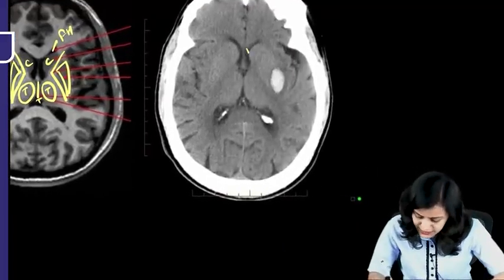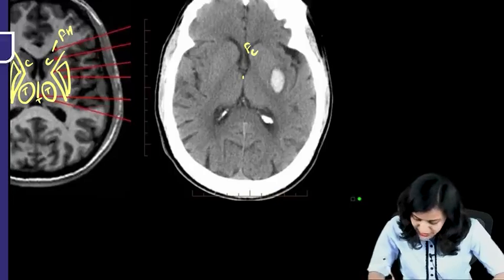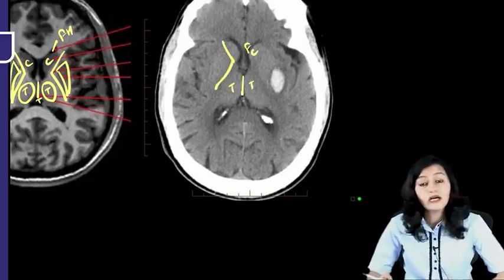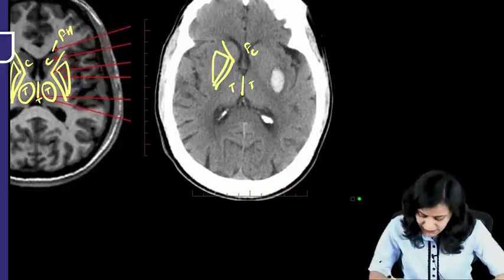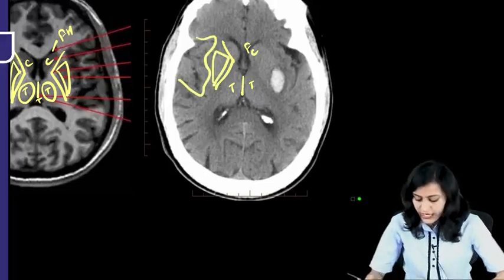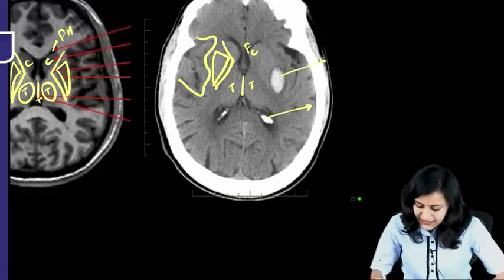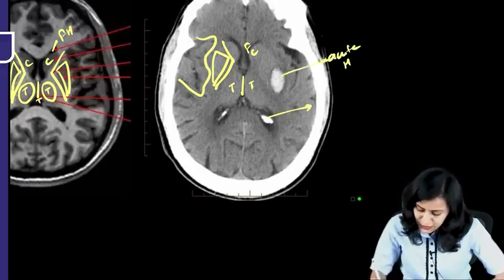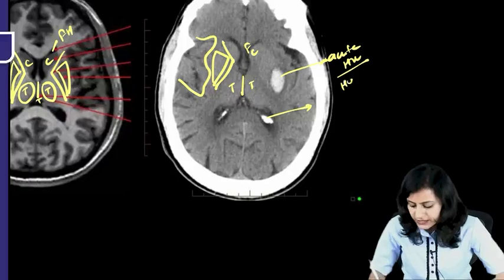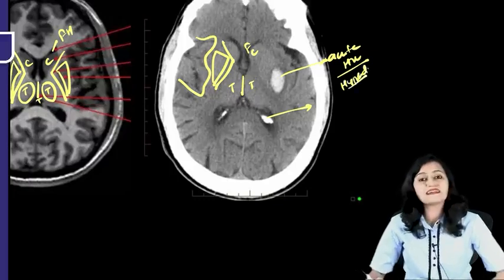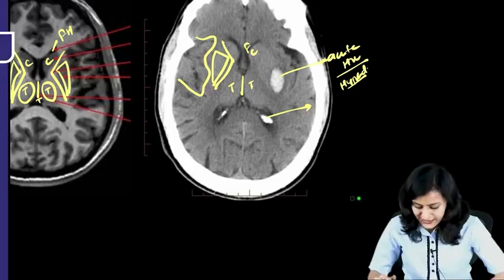Now look at the CT scan here. What are we seeing here? This is again the frontal horn, the caudate here, the third ventricle, the thalamus. This is where we will have the internal capsule, and then we will have the lentiform and the insular cortex. This is the choroid plexus calcification, and this is the acute hemorrhage. Look at how acute hemorrhage is appearing. Hyperdense on non-contrast CT, right?